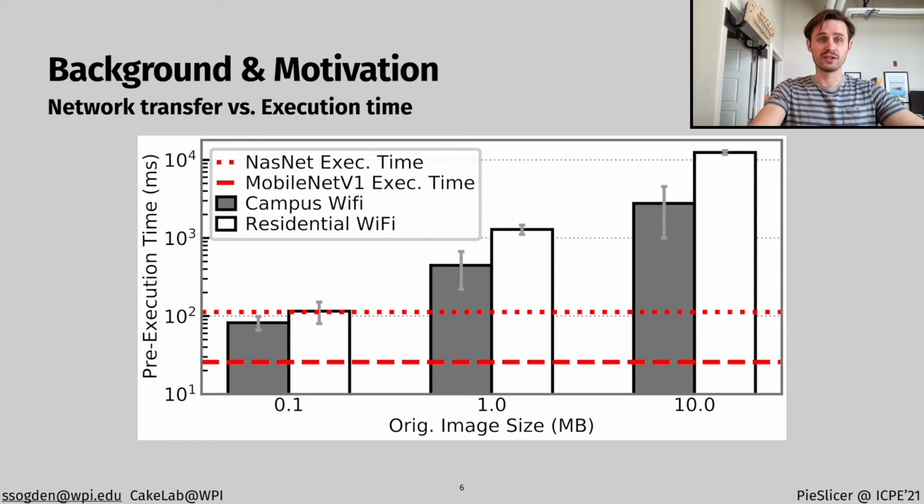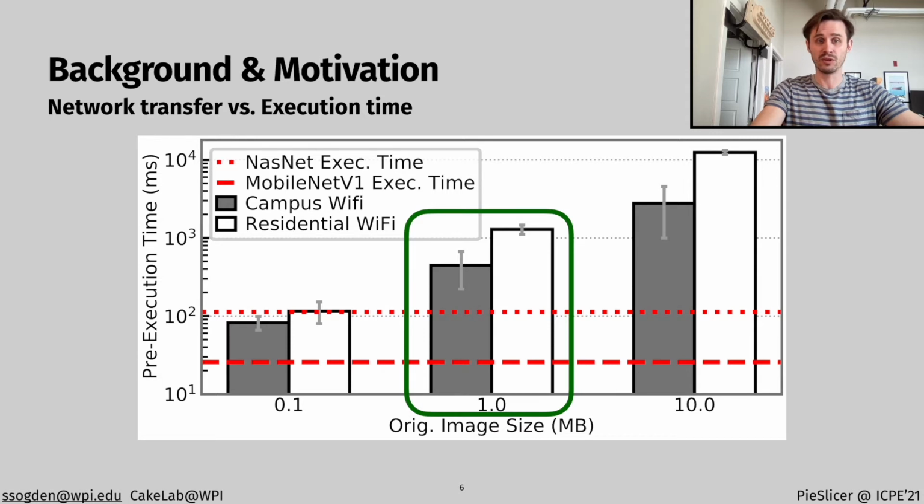This pre-execution time can easily overshadow execution time. Here, we show the network transfer time and compare it to the execution time of two models, a very fast MobileNet model and a very complex NASNet model. We see that for small files, the network latency can be less than the execution latency. However, when we consider larger files, more similar to those from mobile devices, the network transfer time can be an order of magnitude longer than execution time.